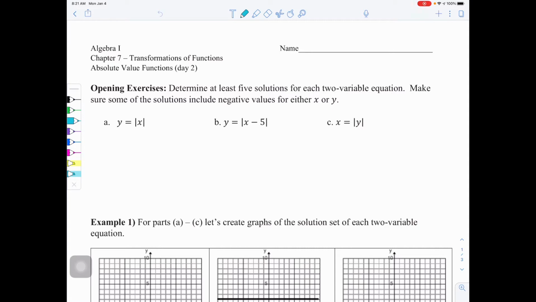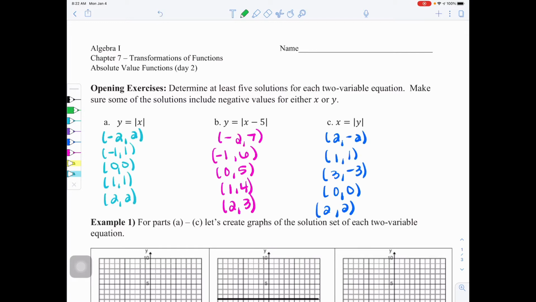So at this point, I'd like you to pause the video and try the opening exercise, then resume the video when you're ready to go over the answers. Okay, at this time, you have completed the opening exercise, so let's go over the answers.